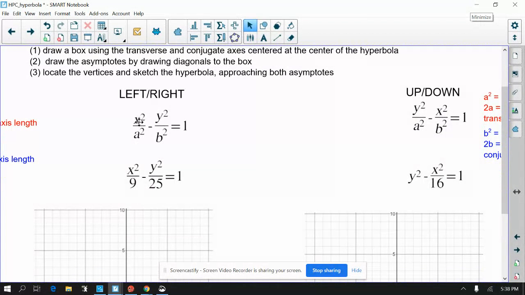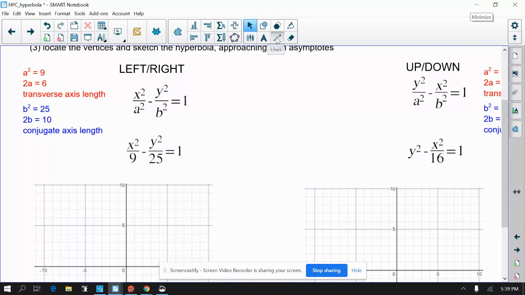So starting off simple here, this is centered at the origin, and A always comes first. It doesn't matter who's bigger. A always comes first with hyperbolas because subtraction matters. So whatever comes first matters. And since the A is underneath the X value, that tells me my hyperbola is facing left and right. Well, in this case, A squared is 9, which means A is 3, which means the transverse axis is 6 long. Remember, it's always twice A. And B squared is 25, which means B is 5, which means the conjugate axis is 10 long.